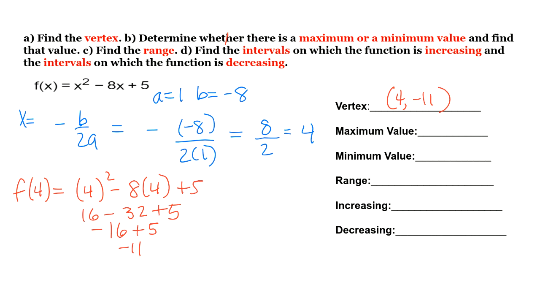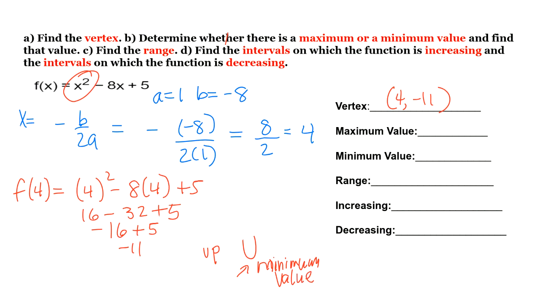Now I can tell if my parabola opens up or down. So my x squared, the coefficient is a positive 1. So my parabola opens up. So that means that if it opens up, I have a minimum value.